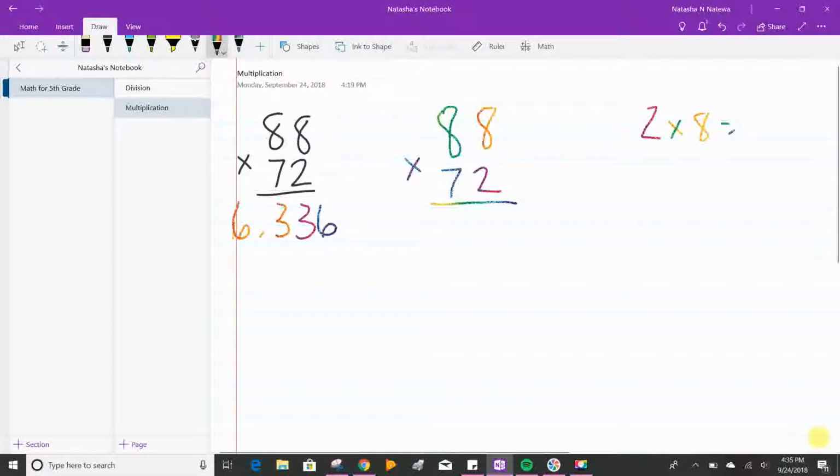2 times 8 is 16. 6 goes on the bottom, 1 goes on top. 2 times 8 is 16. Plus 1 is 17. Oh, I forgot to write it here.